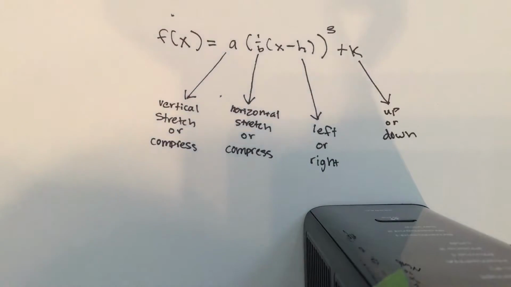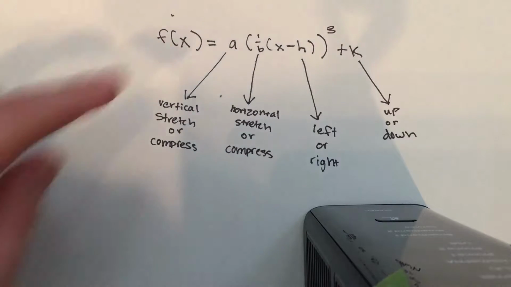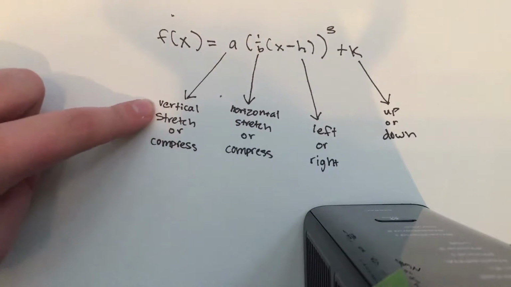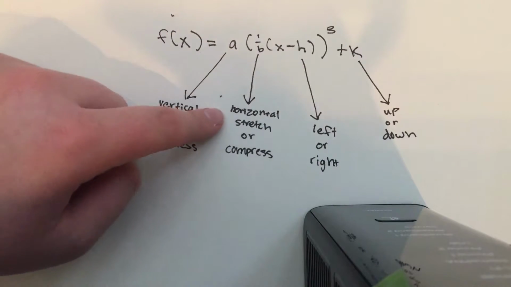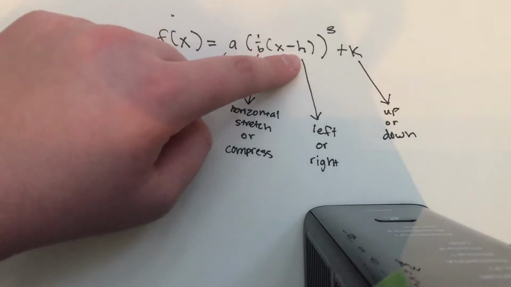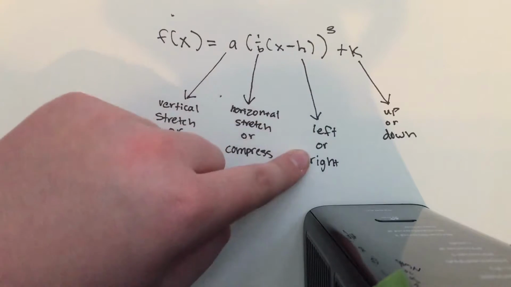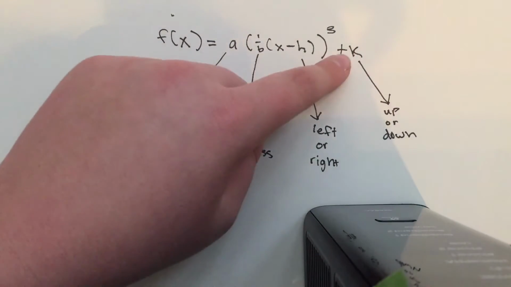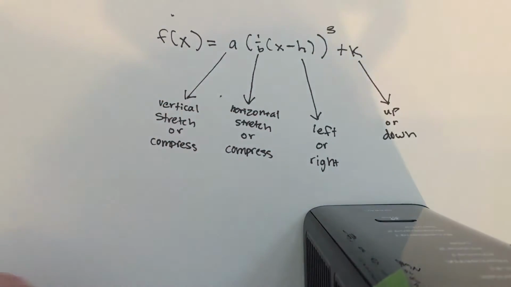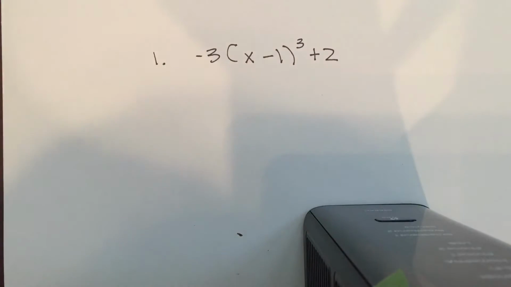Alright, I have written down what everything in the equation means. So for a, that represents the vertical stretch or compression. The 1 over b would be the horizontal stretch or compression. The negative h would be left or right, so when you're graphing the x, it'll either go left or it'll go right. And then the k represents the up or down of the point. Now that we understand what everything means, let's get into an example.